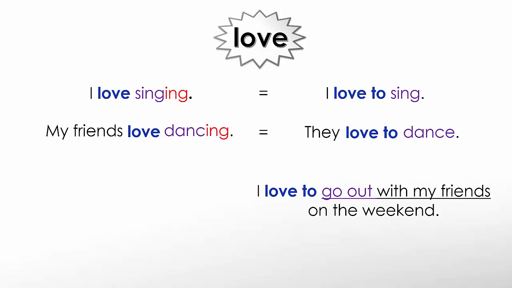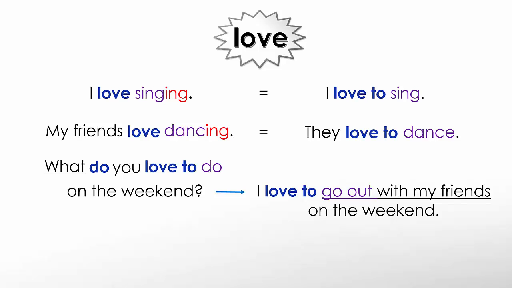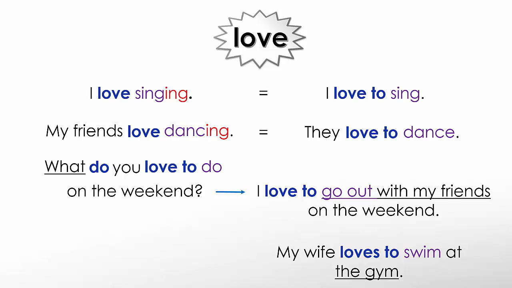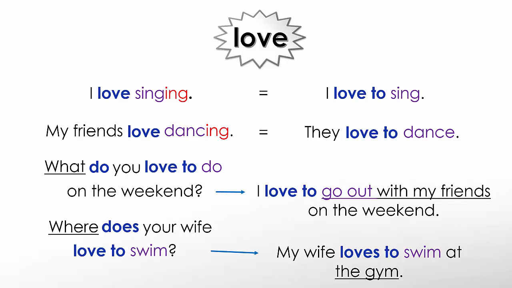I love to go out with my friends on the weekend. Now, to ask about this part in the sentence, we need to begin the question with what. What do you love to do on the weekend? I love to go out with my friends on the weekend. My wife loves to swim at the gym. The gym is a place, so the question will begin with where. Where does your wife love to swim? At the gym.